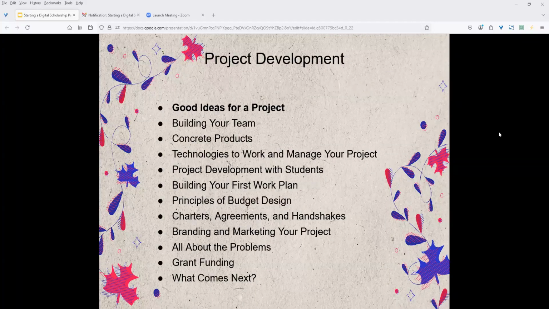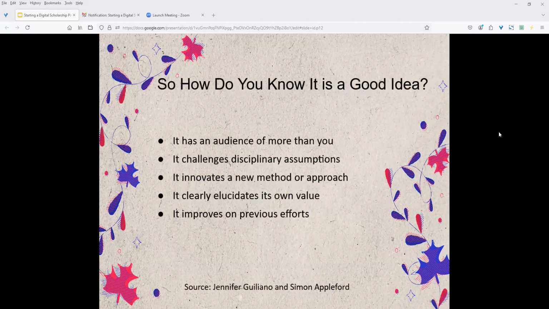All right, so good ideas for a project. How do you know it's a good idea? I know the standards of good scholarship still apply. So it has an audience of more than you.